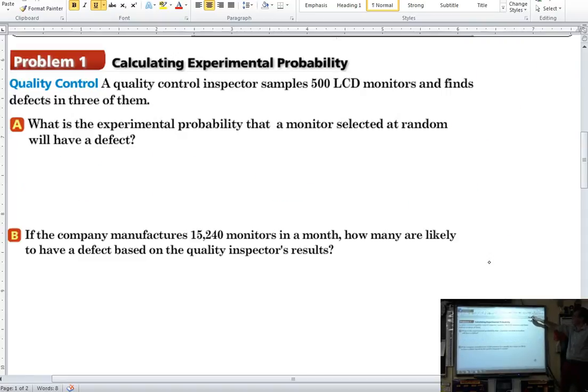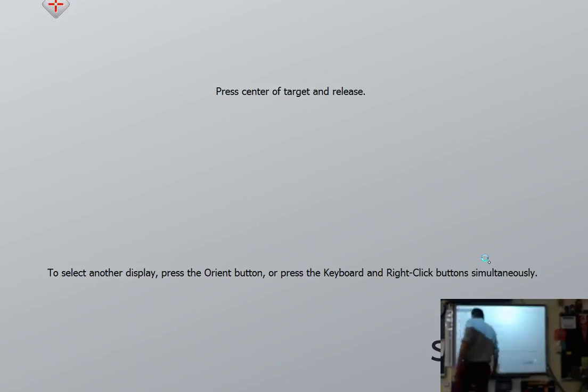Alright, I'm going to try to reorient this one more time. Try B on your own. I've done this 3 times today.